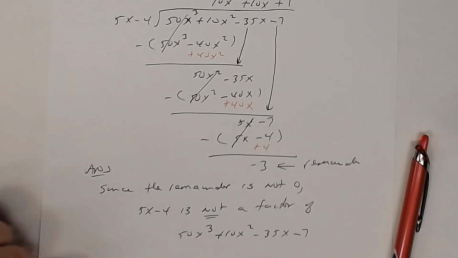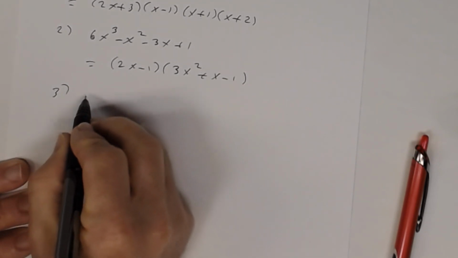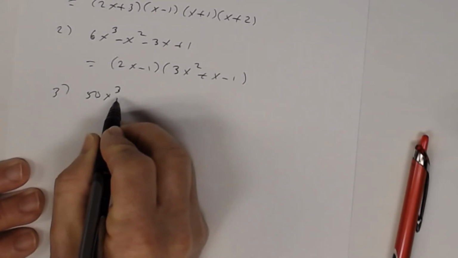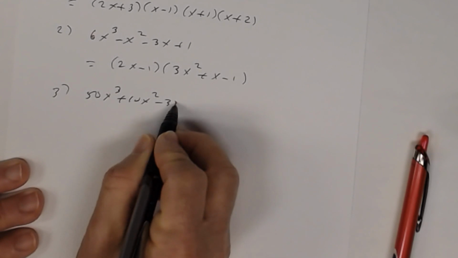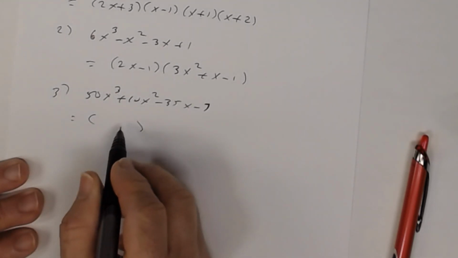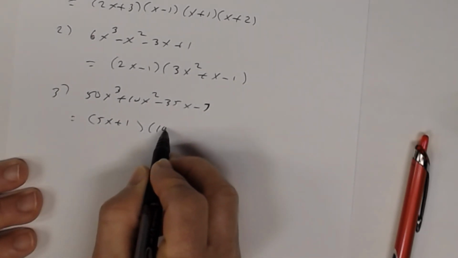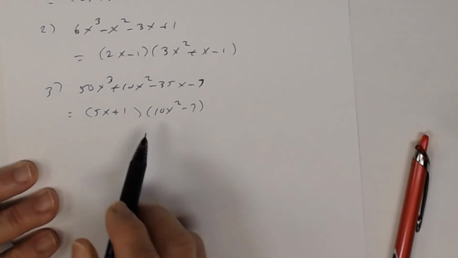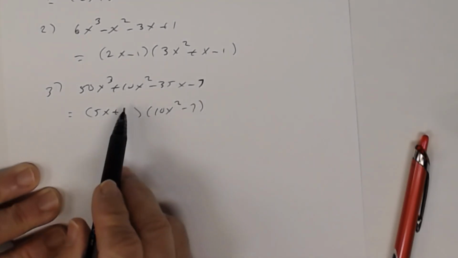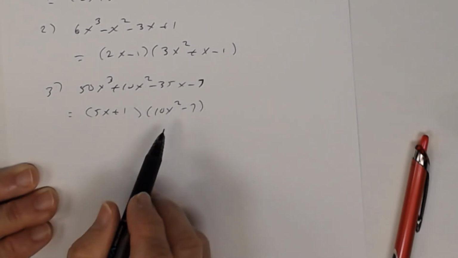Now, if you were to actually factor this as much as you can, number 3, it would look like this: 50x cubed plus 10x squared minus 35x minus 7. So over the rational numbers, this factors as 5x plus 1 times 10x squared minus 7. So notice that these two factors multiplied together gives you this. Now, I cannot factor this any further over the rational numbers.